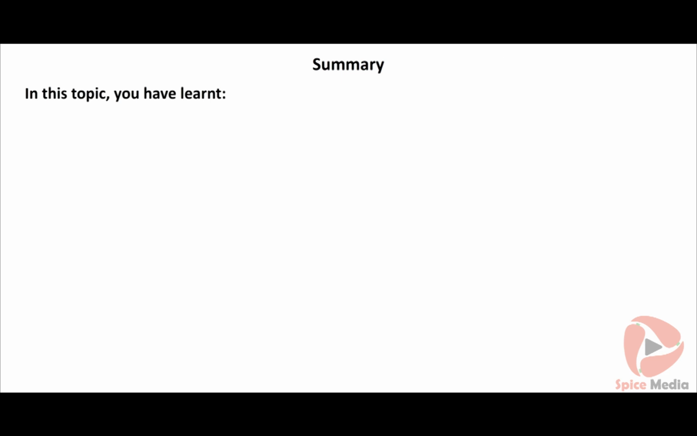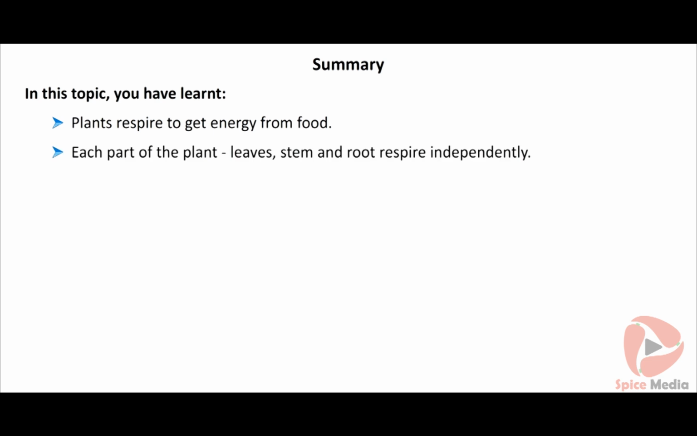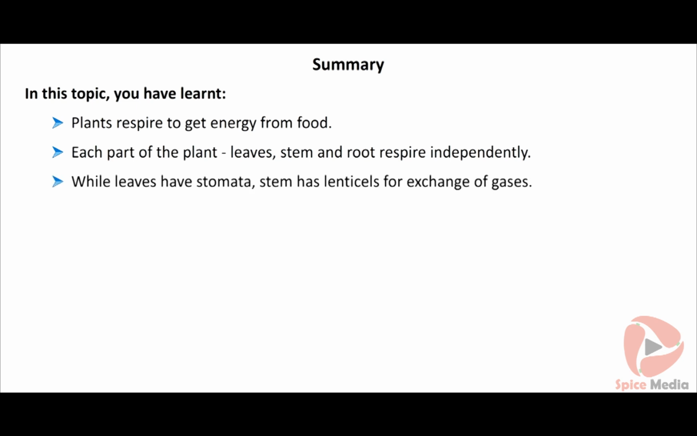In this topic, you have learnt plants respire to get energy from food. Each part of the plant, leaves, stem and root, respire independently. While leaves have stomata, stem has lenticels for exchange of gases. Roots respire by taking air from their surrounding soil particles.